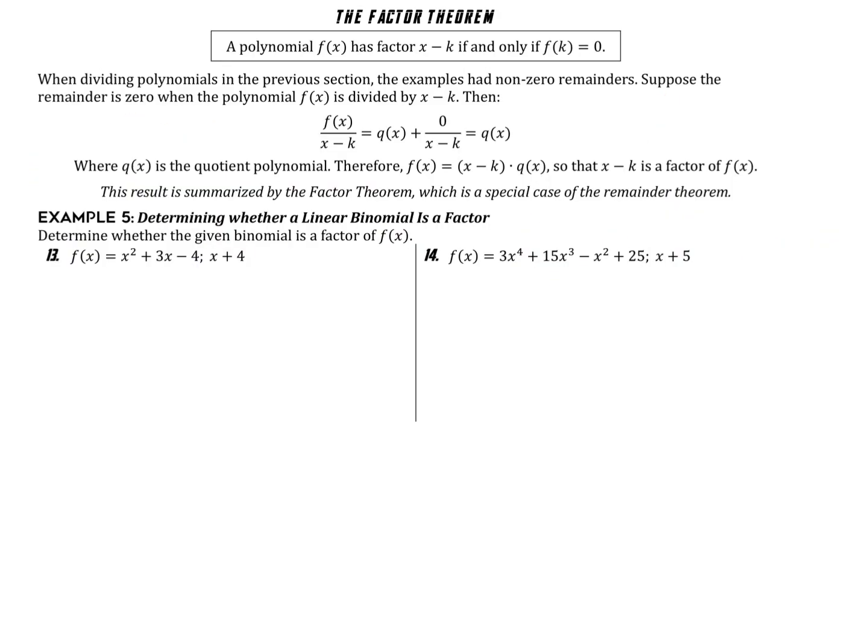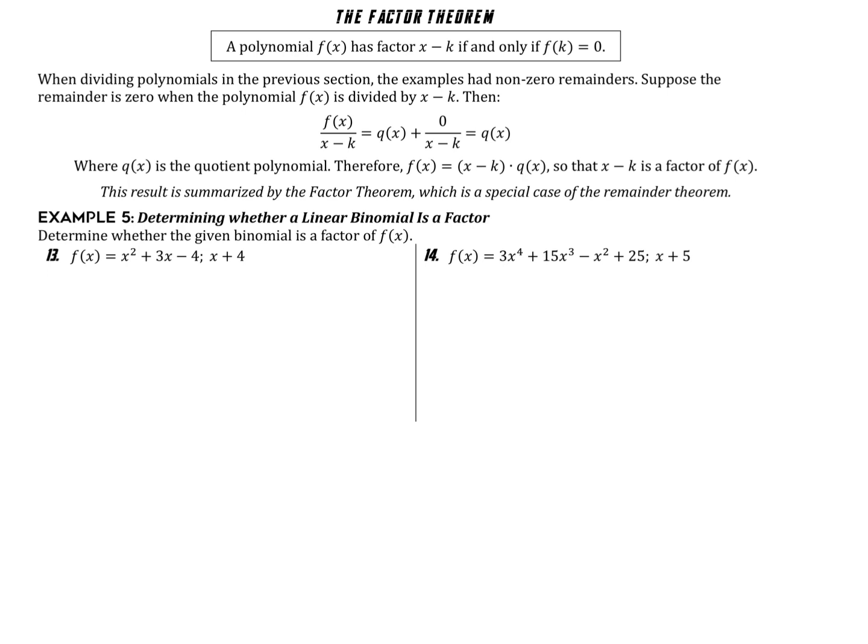The factor theorem says that when we're dividing polynomials, as we did in the previous section, if something is a factor, then the remainder is going to be equal to 0. That makes sense. If I divide 24 by 4, I get 6, and there's no remainder because 24 evenly divides by 4. So the same idea is here. If we divide and we don't have a remainder, that means that something divides in evenly.